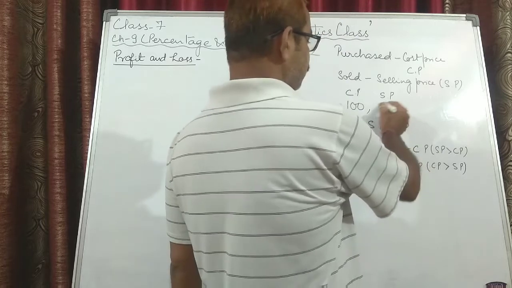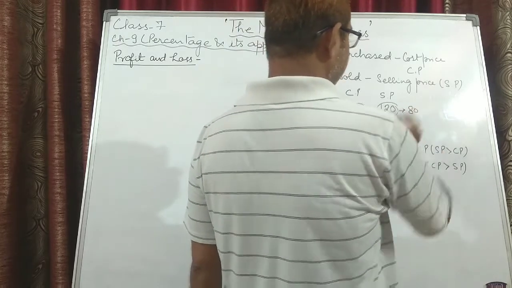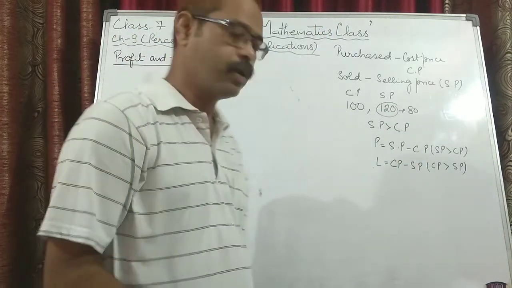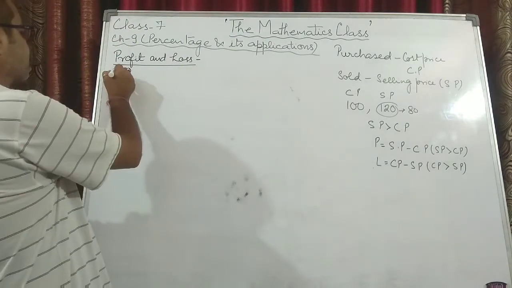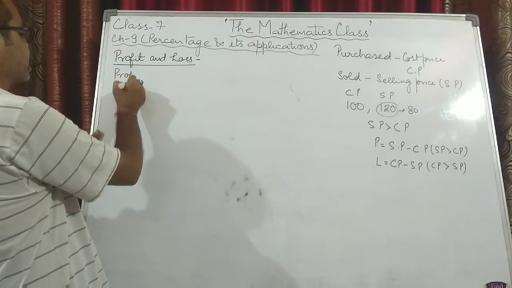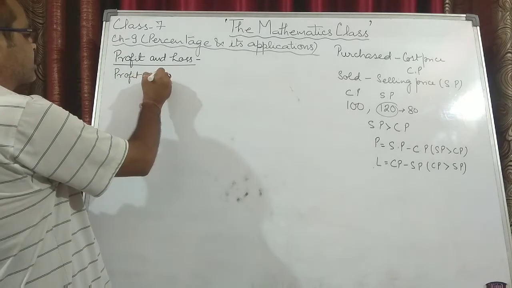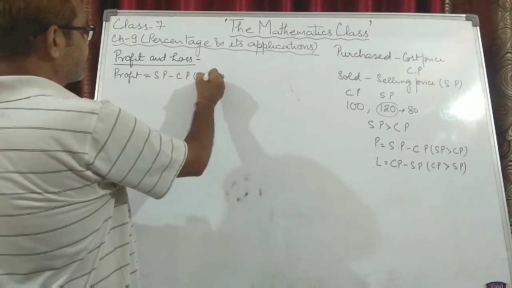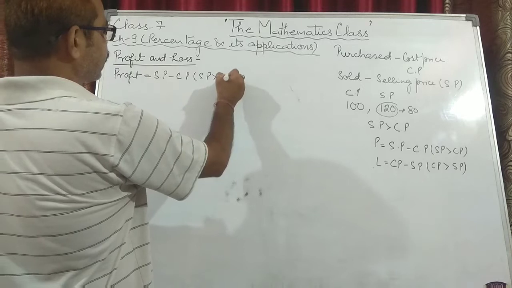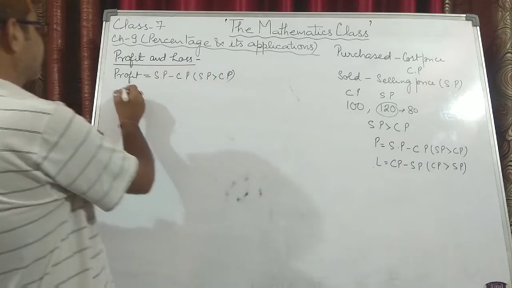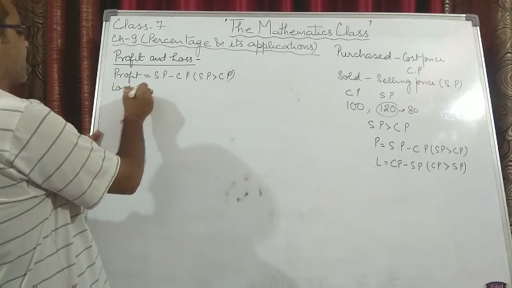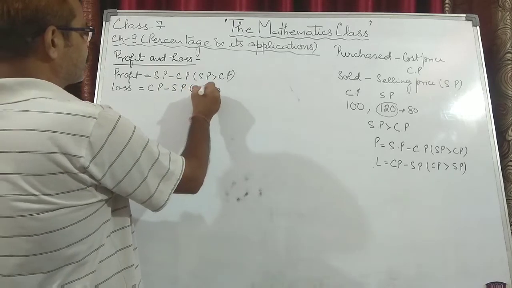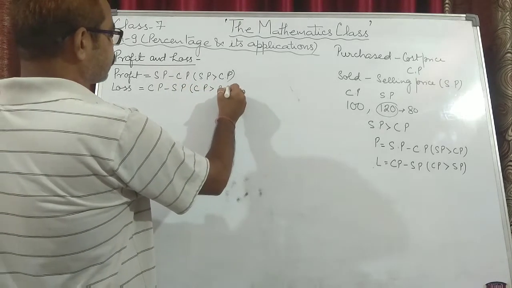Suppose this would have been sold at rupees 80 instead of 120. So I would be suffering a loss. So the basic thing, what is profit? Profit is selling price minus cost price when selling price is greater than cost price. Then loss. What is loss? Loss is cost price minus selling price when cost price is greater than selling price.